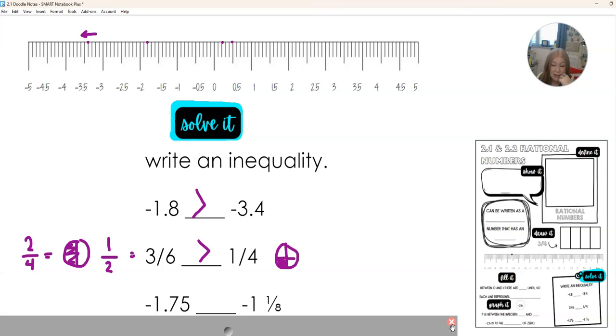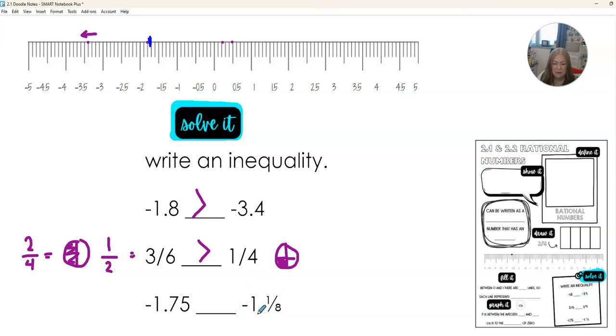All right, and our last one we have here is negative 1.75. So that's 1.75, and it's negative. So I know it's got to go this direction. So here's 1, here's 1.5, 1.6, 1.7, here's 1.8. So it's right here in the middle. It's really close to 1.80, right? Just to the right of that.